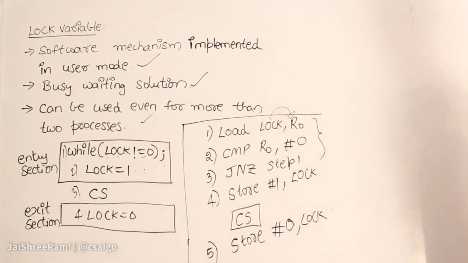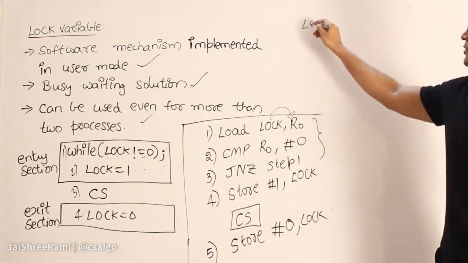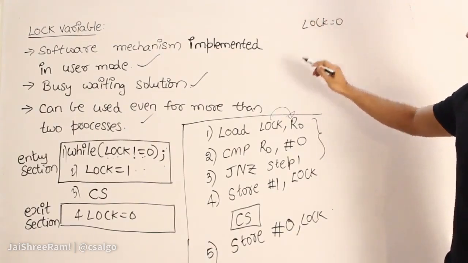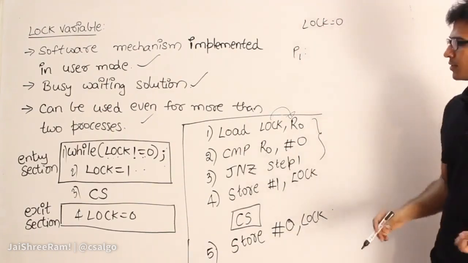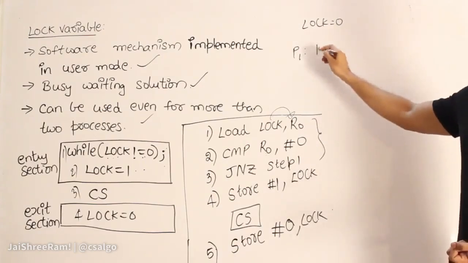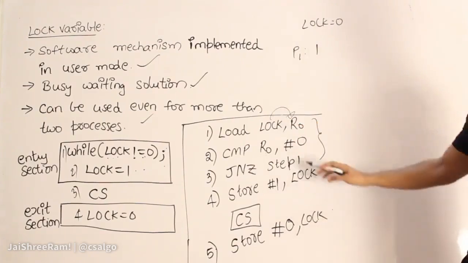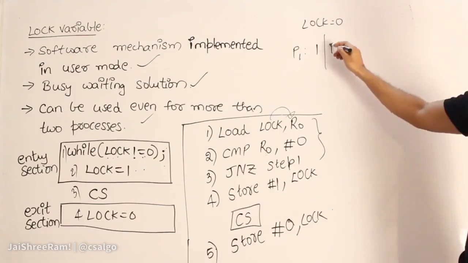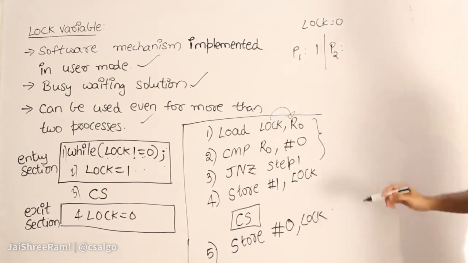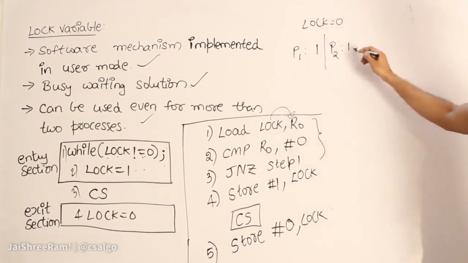Now let's analyze how two processes can enter the critical section simultaneously. Assume the lock variable equals 0 initially. Process P1 has come for execution. It is in the CPU and has executed step number 1, which means it read lock as 0, and before doing anything else, it got preempted. Then P2 came into execution and executed 1, which means it will also read lock as 0, and then it will execute 2.